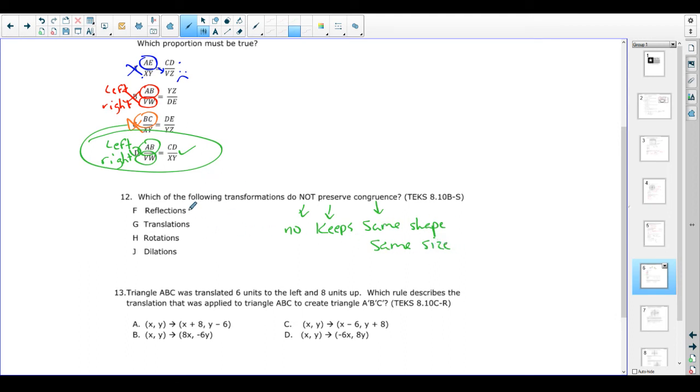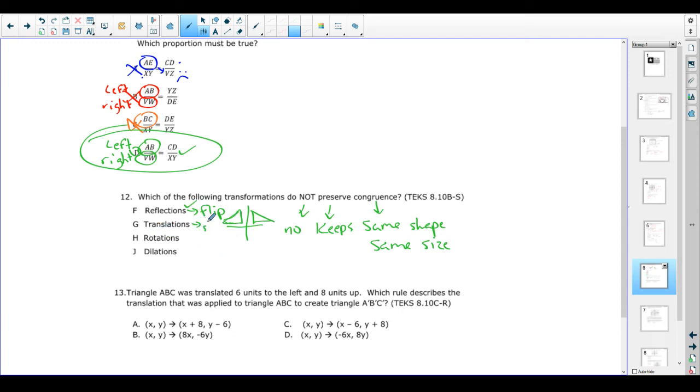So if we look, a reflection, we just flip the shape. If I take a shape and flip it over, is it still the same shape? And the answer is yes. We can even draw it here. A little grid. Here's a triangle, right? Looks like a foot. If I flip it and put it over here, it's still the same triangle, just facing a different way. So this one does preserve congruence. That's not the answer.